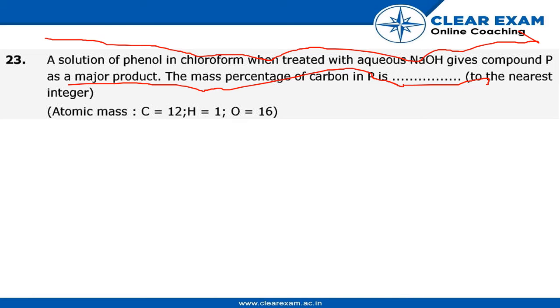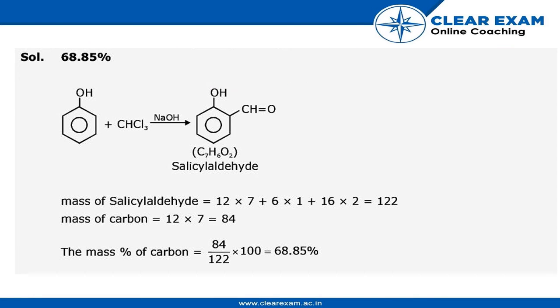We are assuming the atomic mass of C is 12, H is 1 and O is 16. So let's get to the answer. The reaction of phenol in chloroform when treated with NaOH is as follows. So this is phenol, and when we react it with CHCl3 and NaOH, it will give salicylaldehyde. So P is salicylaldehyde.